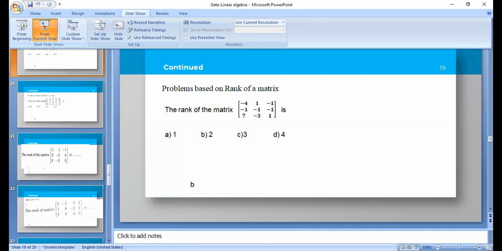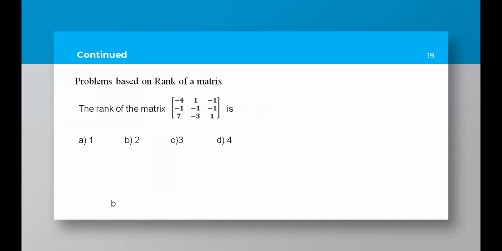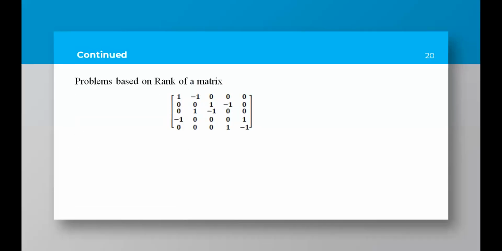Next one. Just try to find out the rank of this one. Is it visible? Yes, sir. The order of this matrix is 5 by 5. Options are 5, 2, 3, 4. So you have to check whether the rank of this matrix is 5 or 2 or 3 or 4.